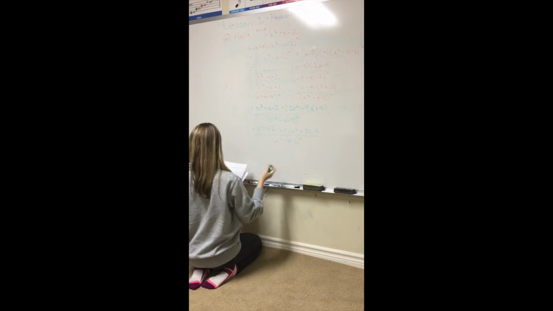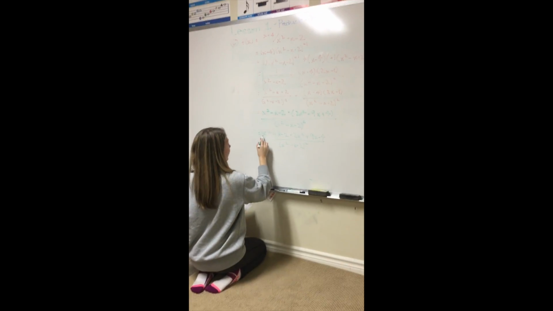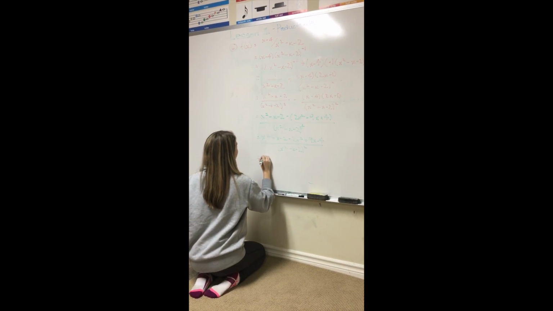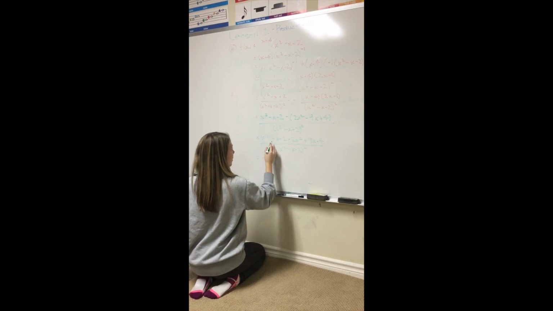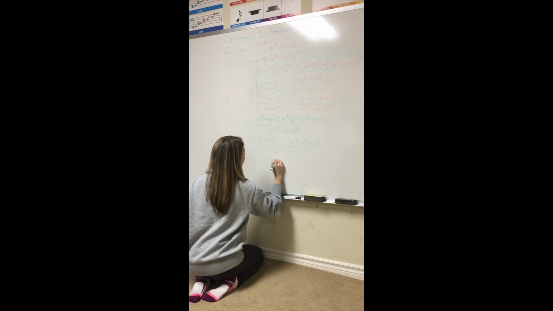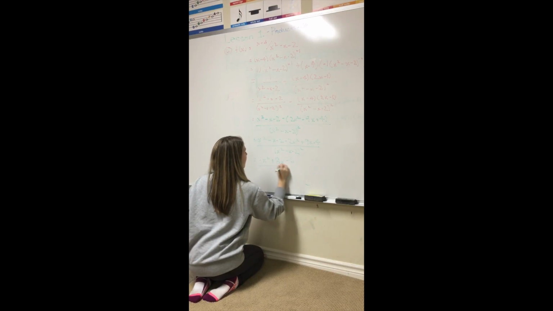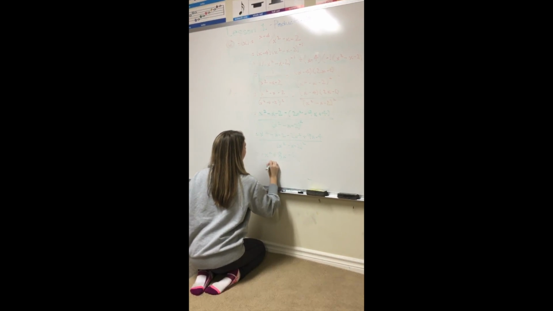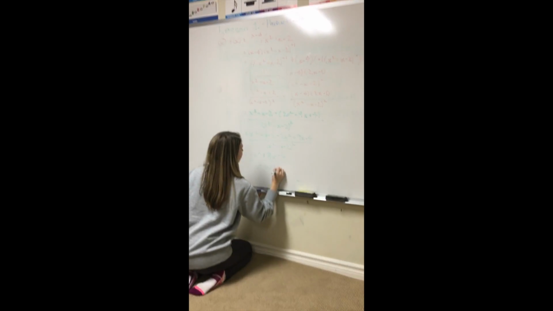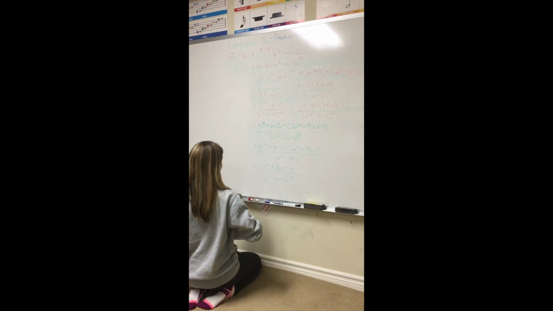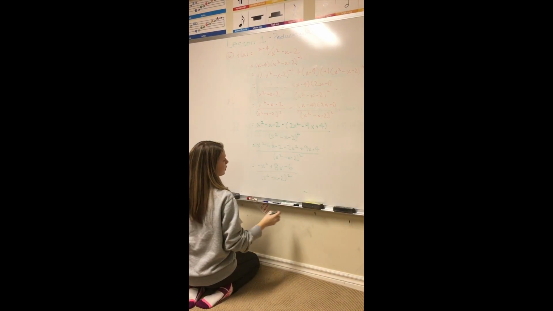We're then going to collect our like terms, giving us x squared minus 2x squared, negative x squared, negative x plus 8x, negative 2 minus 4, negative 6, all over (x squared minus x minus 2) squared. And that is the derivative for that rational function.